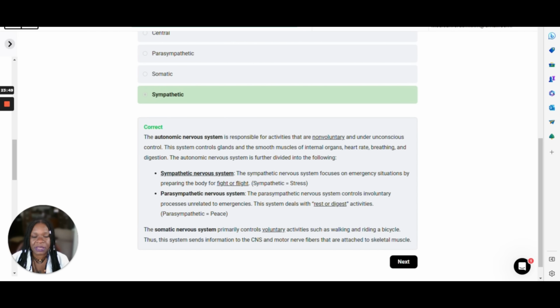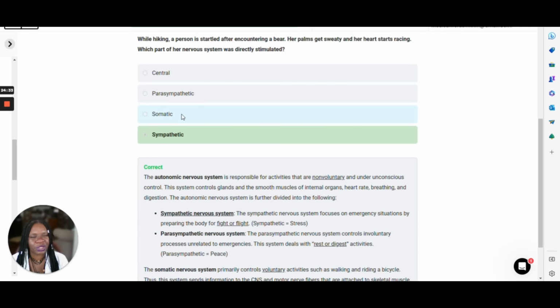The autonomic nervous system is further divided into the following, which is going to be your sympathetic nervous system, which is what we just talked about. And that's going to be the sympathetic as in the fight or flight response. That's going to be triggered in times of stress or duress. Whereas your parasympathetic nervous system is going to control the involuntary processes that are unrelated to emergencies. So when you see parasympathetic, it's going to be dealing with your rest, digestion activities. Think right here, which I think is pretty creative and very helpful: parasympathetic equals peace, sympathetic equals stress. Try to remember that if you guys see these 2 on a test in the future, which I'm sure you probably will.